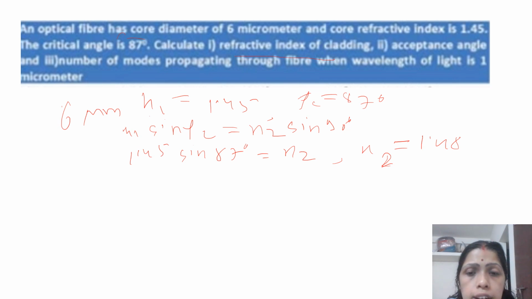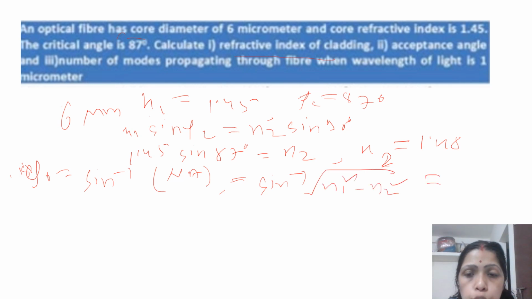Now the acceptance angle of the fiber. Theta naught is equal to sine inverse of the NA. NA means root under eta 1 squared minus eta 2 squared. So if you put the eta 2 value and the eta 1 value here, you can get the value of theta naught. Just check. You get 4.366.